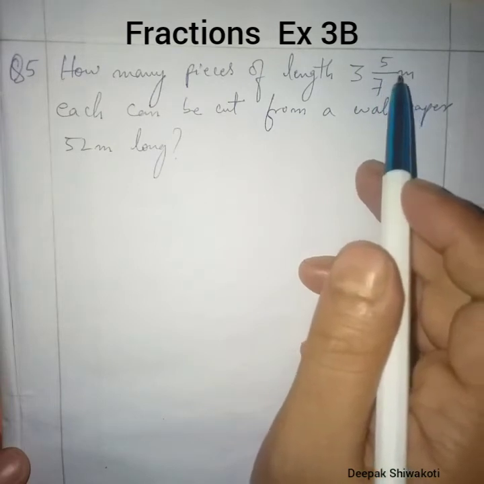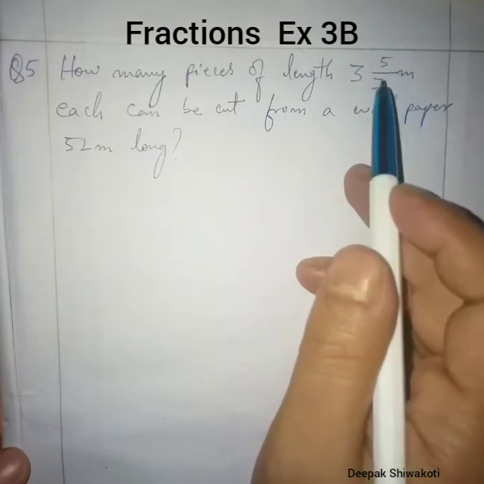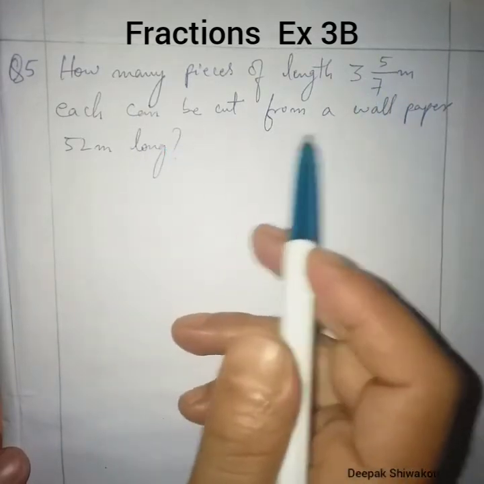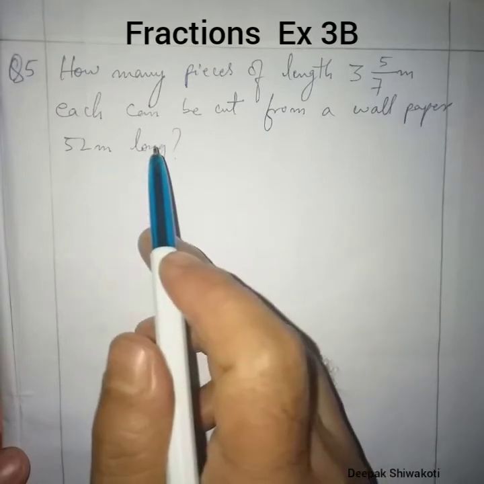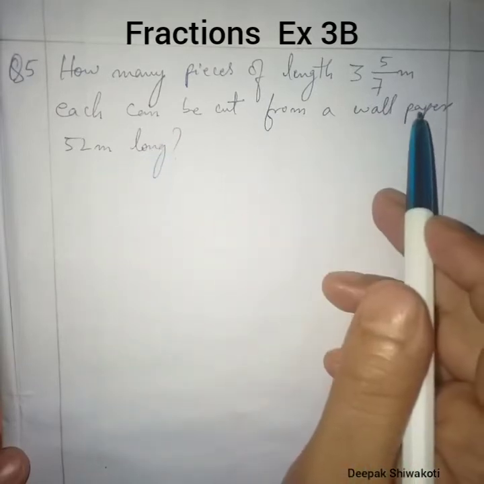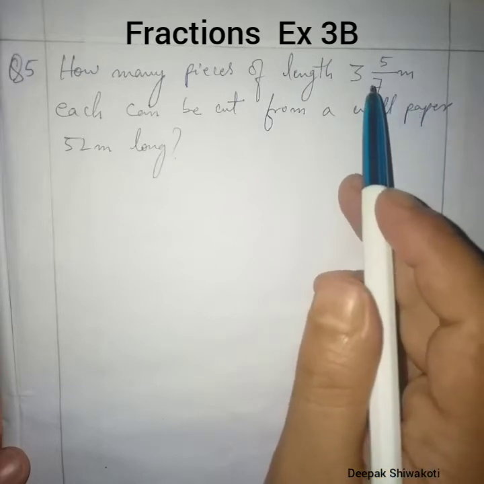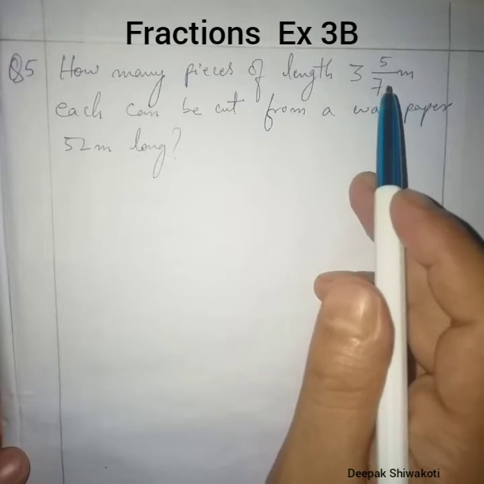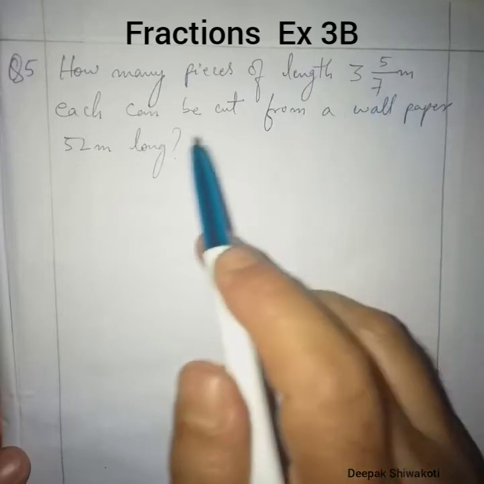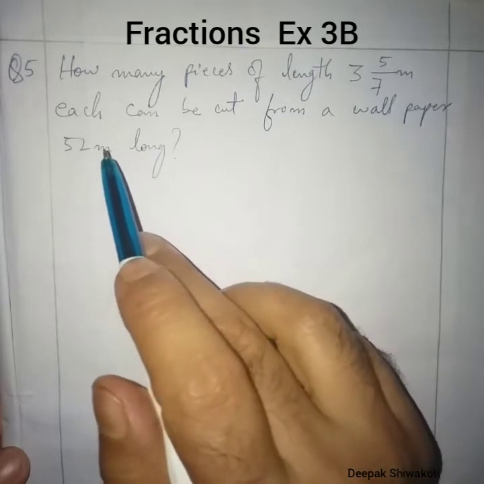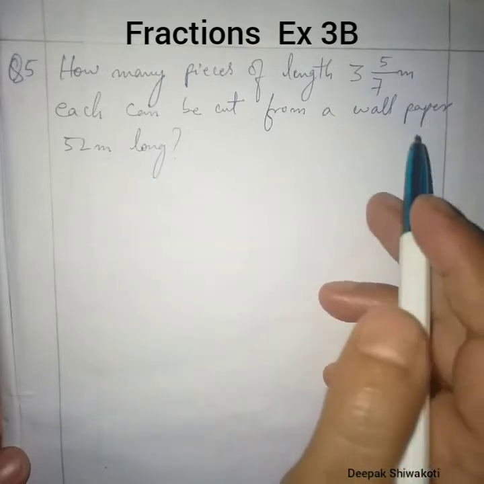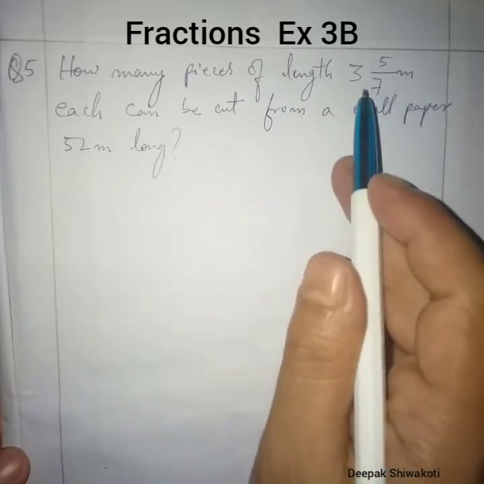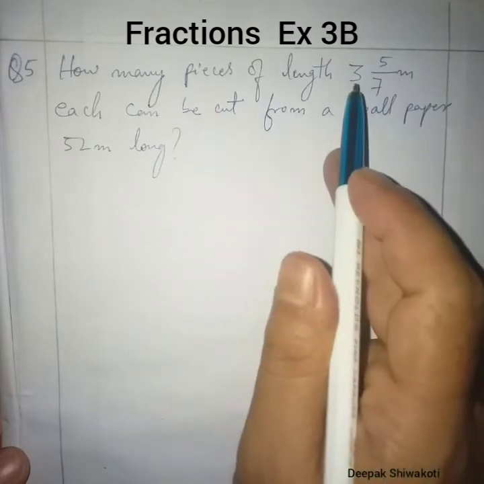Okay, that means each piece length is 3 whole 5 by 7 meter and the total length of the wallpaper is 52 meter long. That means from this wallpaper we have to cut 3 whole 5 by 7 meter pieces and find how many pieces of this length we can cut from this many meter long wallpaper. So if we divide this 52 meter by this length, we will get the number of pieces of this length, isn't it?